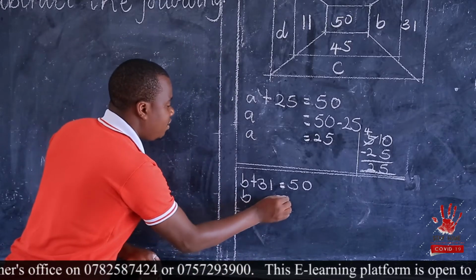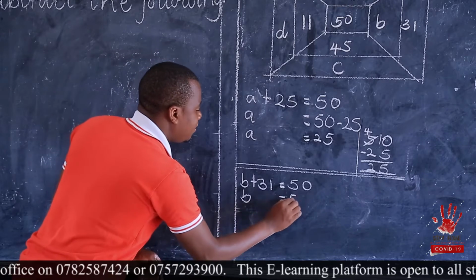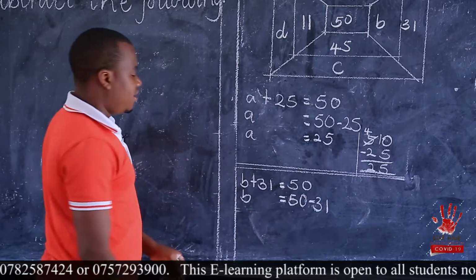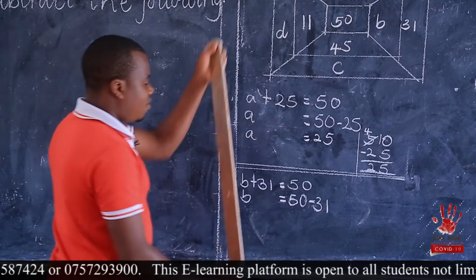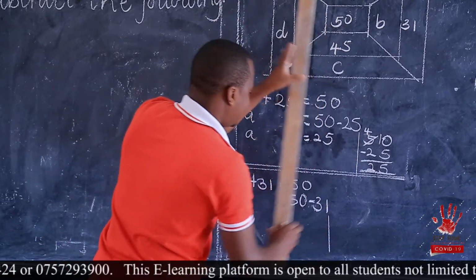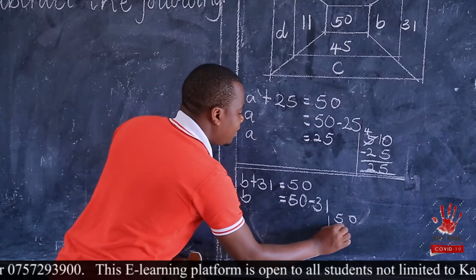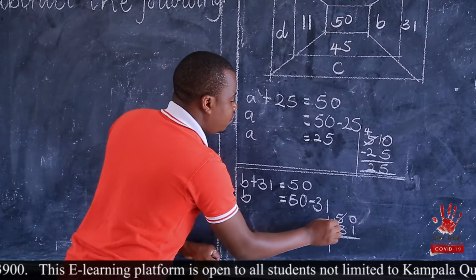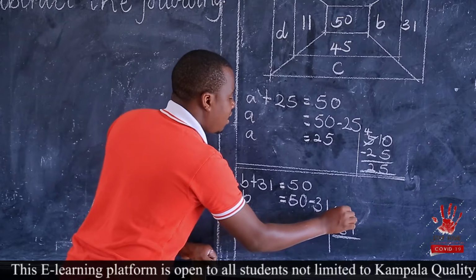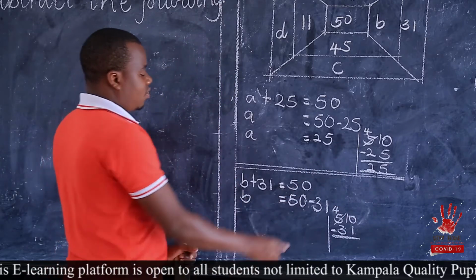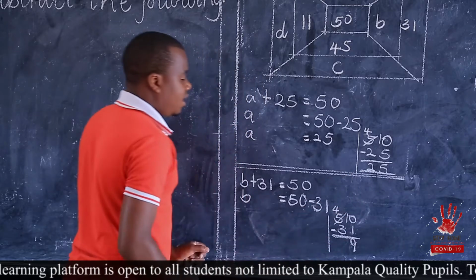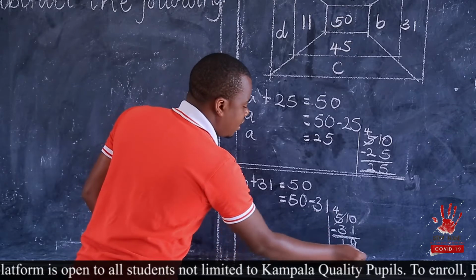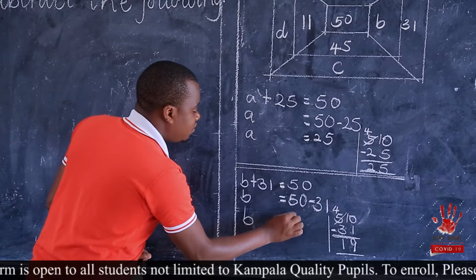So our B will be equal to 50 take away 31, like that. So what is our B? You can now come here and subtract vertically. This is 50 take away 31. Very quickly, 0 take away 1. 0 is small, but we regroup. So we shall remain with 4 here, and then take 10. So that is 10 take away 1 is 9. Then 4 take away 3 is 1. So B equals 19.